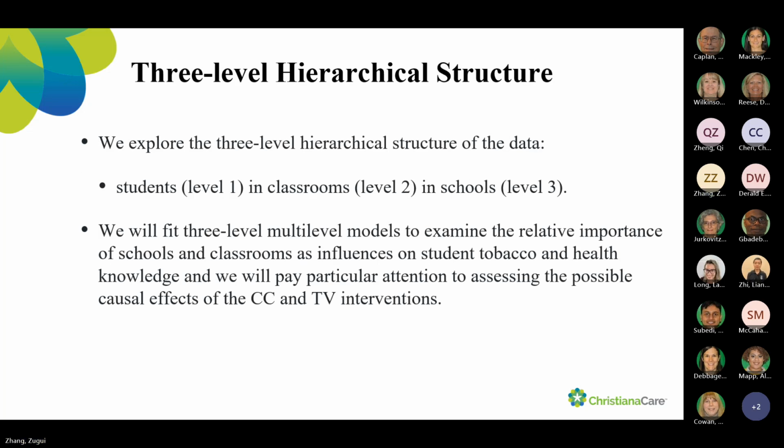So for this 3-level hierarchical structure, we will have the students as level 1, nested in the classroom. This is level 2, and then classrooms are nested in randomly selected schools, level 3. We will fit 3-level multi-level models to examine the relative importance of the schools and the classrooms as influences on student tobacco and health knowledge, and we will pay particular attention to assessing the possible causal effects of the CC and TV interventions.